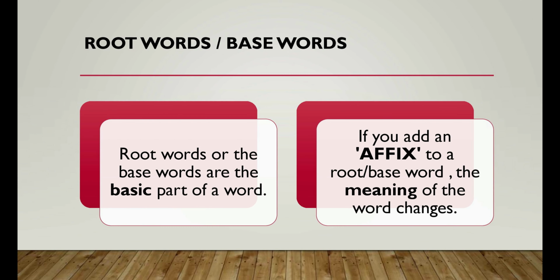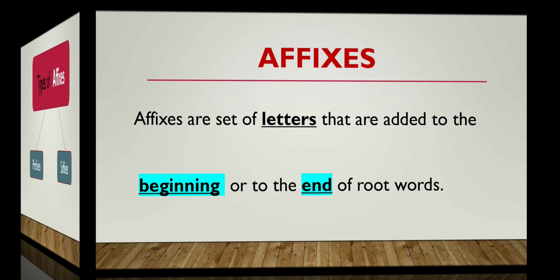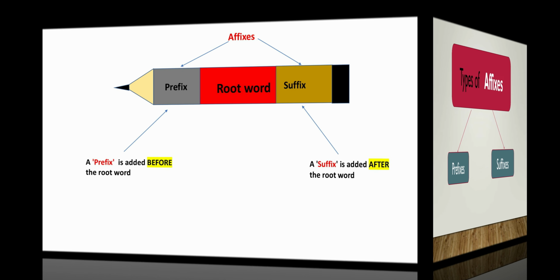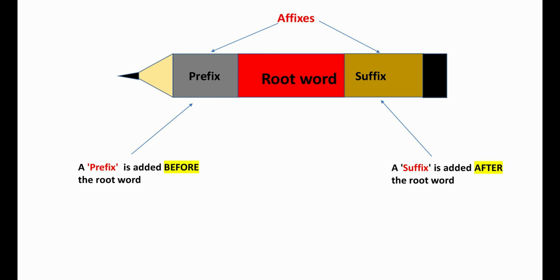It is essential to know about root words. Root words or the base words are the basic part of a word. If you add an affix to a root or base word, the meaning of the word changes. Types of affixes. There are two types of affixes, prefixes and suffixes. A prefix is added before the root word and a suffix is added after the root word.